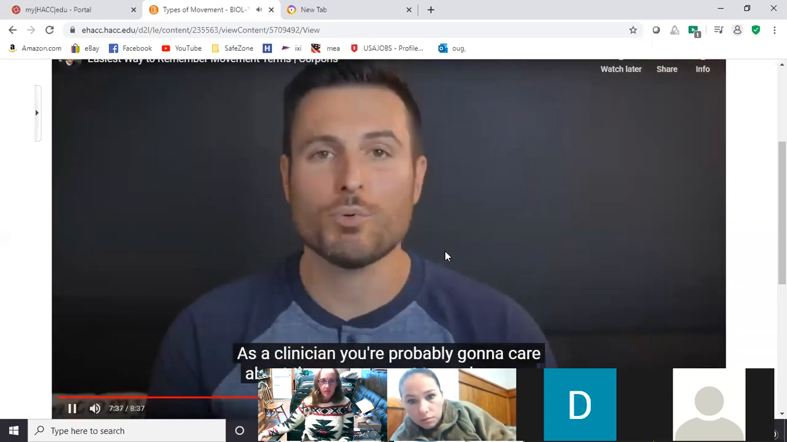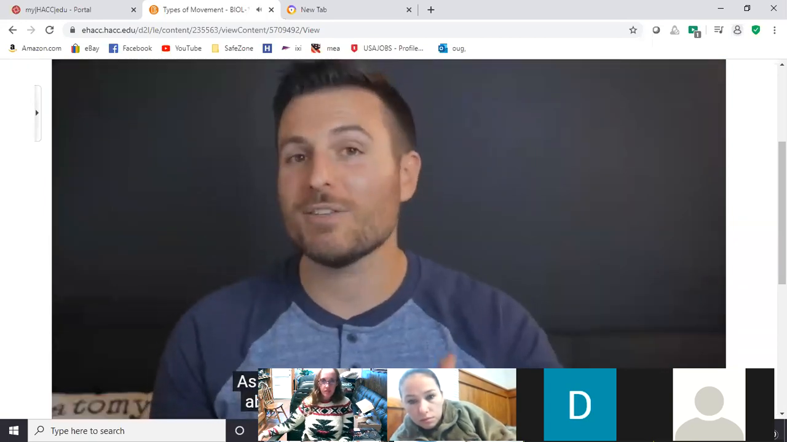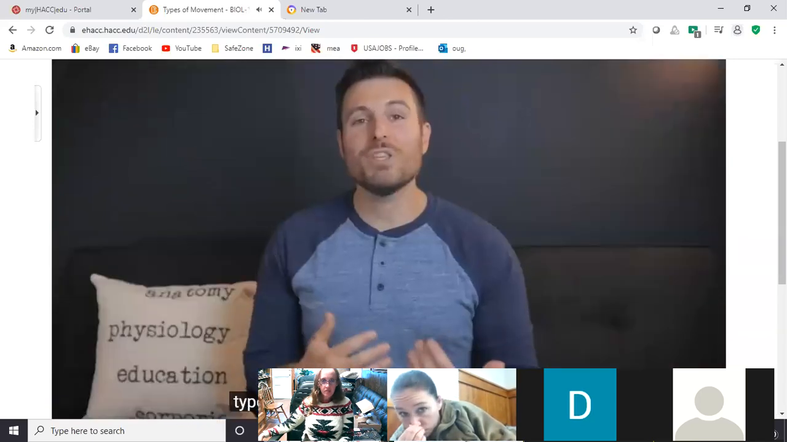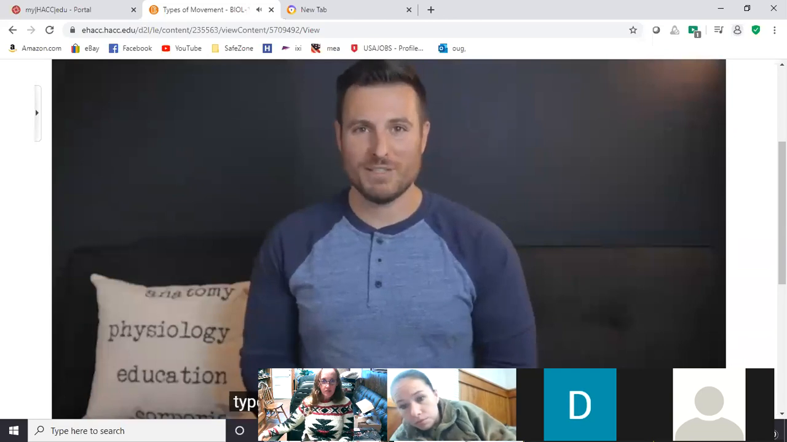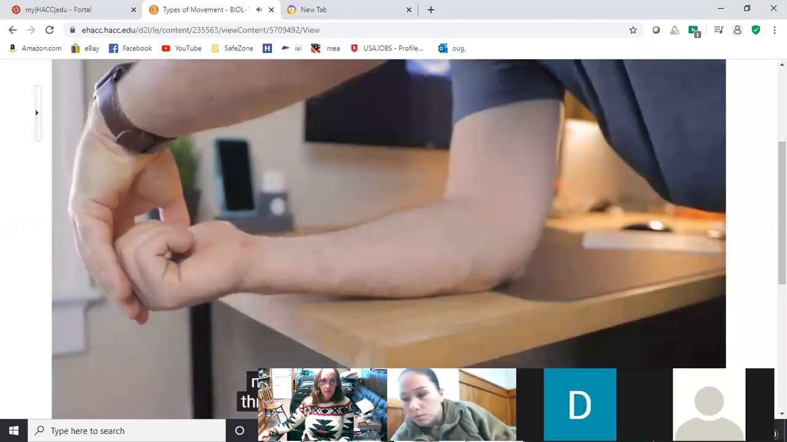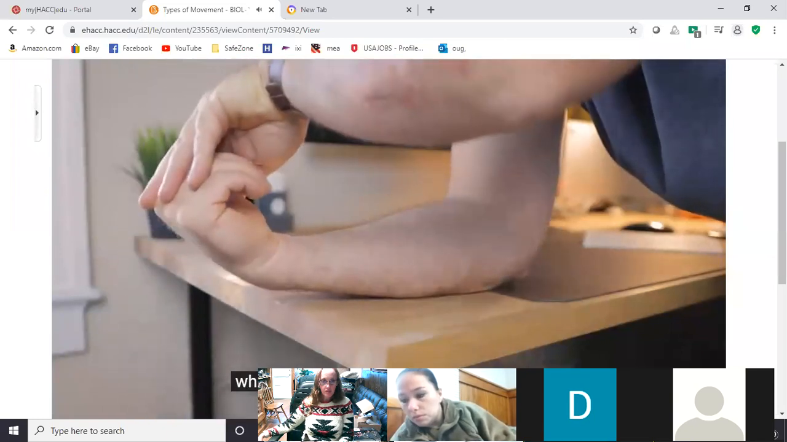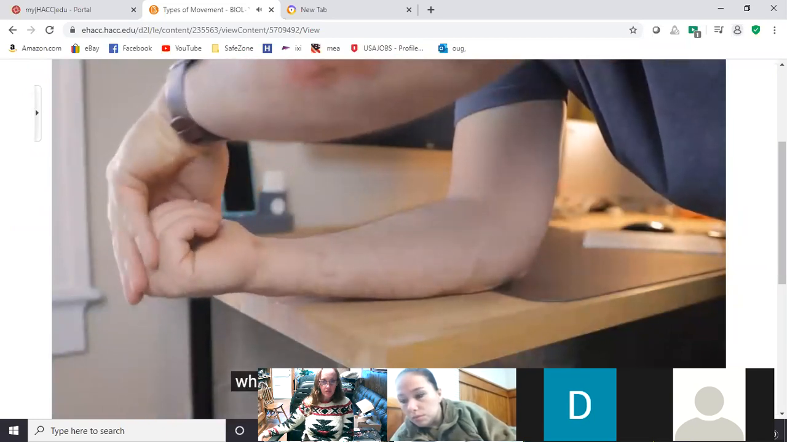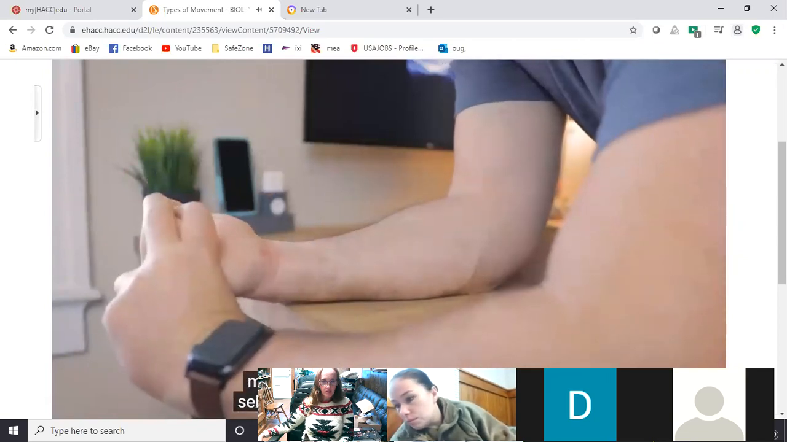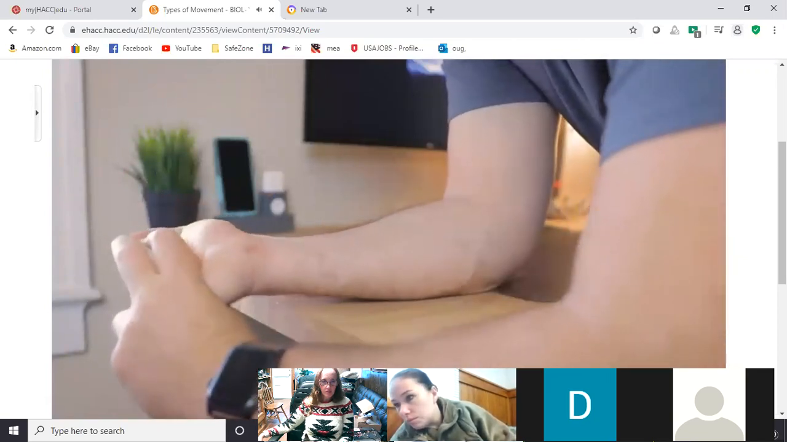As a clinician, you're probably going to care about these movement terms because they're going to help you document things like range of motion and functional movement. Usually we care about three types of movement. Active motion, which means the patient is moving the joint through their own effort. Passive motion, which means the motion is being done to them either by your hands or by a machine. And resisted motion, which is self-explanatory. Some kind of resistance is being placed on that motion.